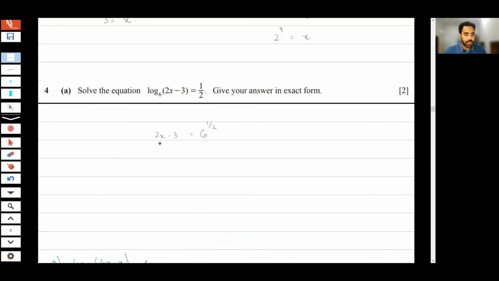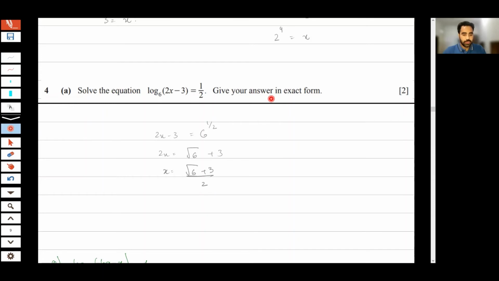Okay, so if I have to find the value of x, this would be 2x equals 6 to the power half, which can be written as under root 6, plus 3. This 3 comes over here. Minus 3 became plus 3, and I can divide the whole thing by 2.